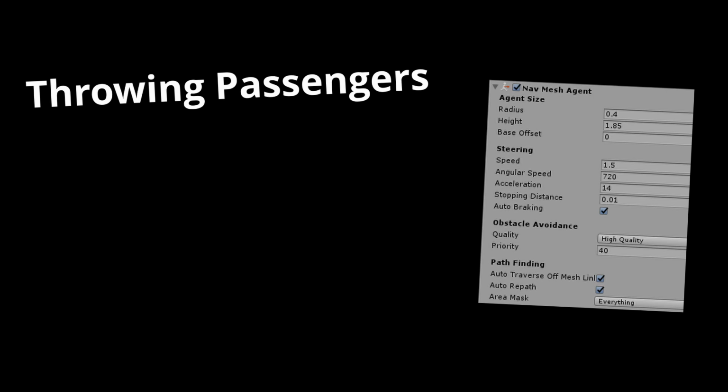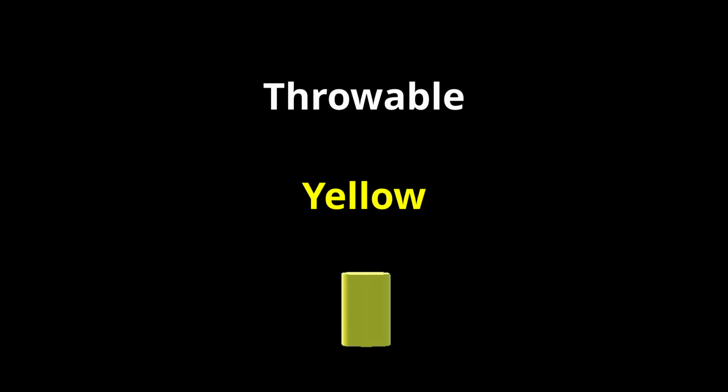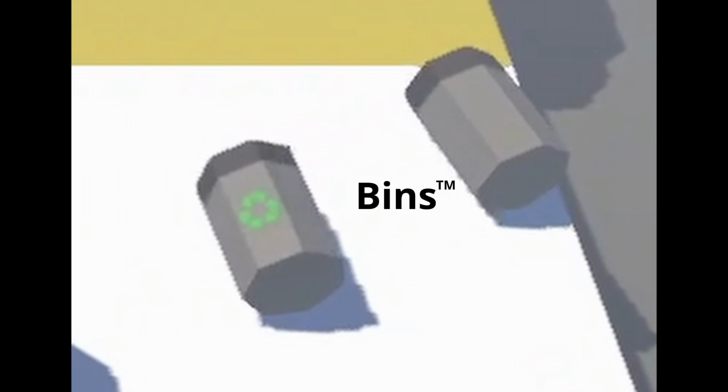But after a lot of playtesting, I was getting pretty bored of picking up passengers and putting them down safely on the ground. I wanted to throw something. I thought getting throwing passengers working with the nav mesh component may take a while, and I'm not exactly sure how I'm going to do it. So I settled for an alternative: throwable yellow cylinders, which would later become bins.